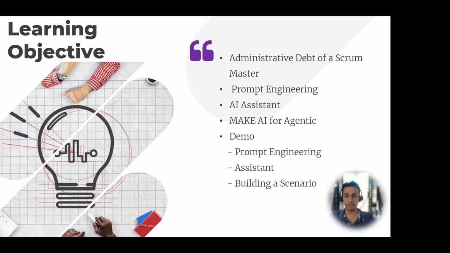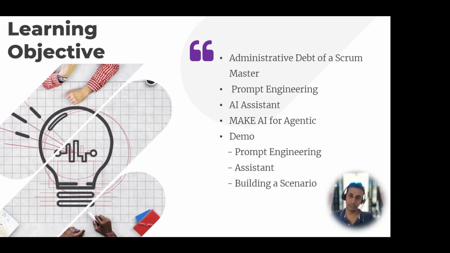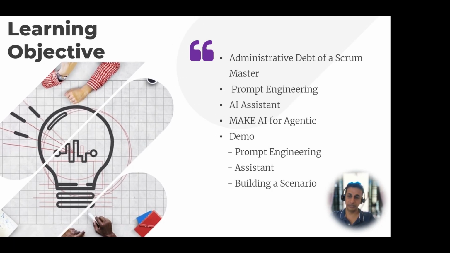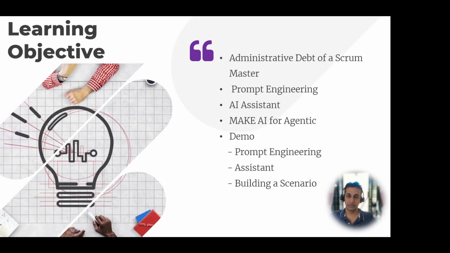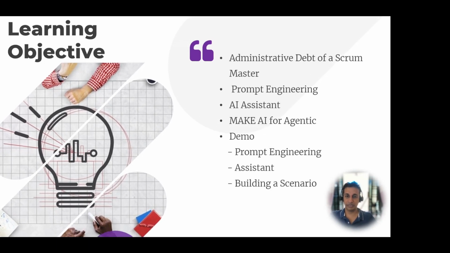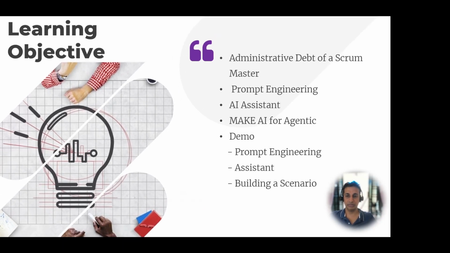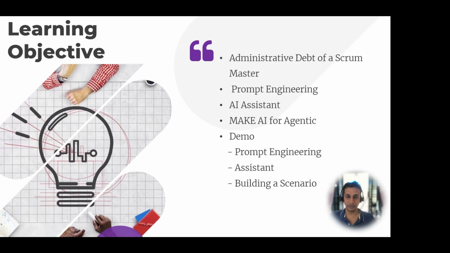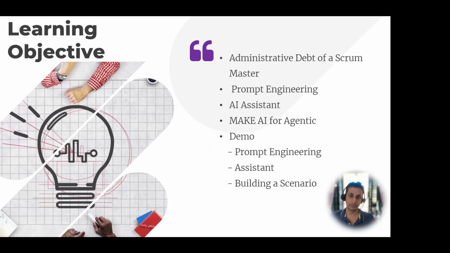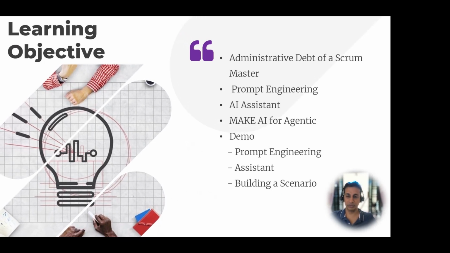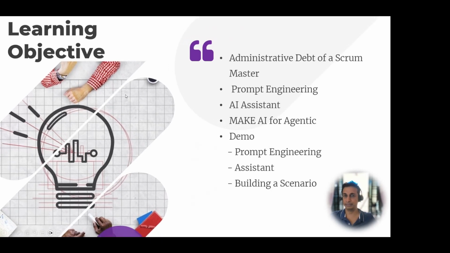First, we look at the problem statement that we want to solve, which is the administrative debt of a Scrum Master. We then include prompt engineering basics. Then we evolve into the AI assistant, or sometimes we call it a custom GPT. And then we introduce what Make.com is and how it will be useful for a Scrum Master. Finally, we go through some demos on what we have discussed in this session.